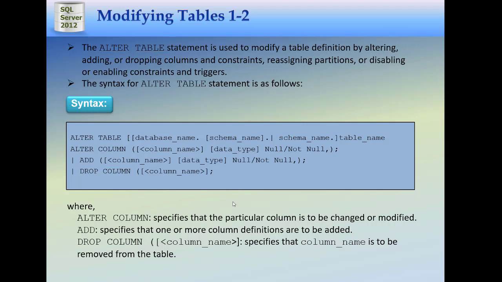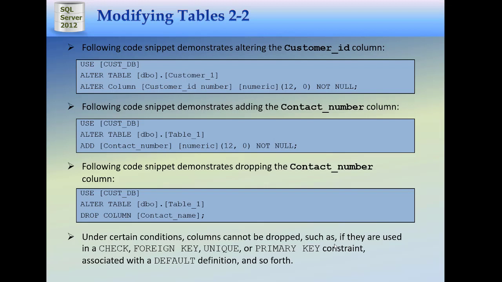Now, alter column basically, as you can see here, specifies that a particular column is to be changed or modified. Add, this is when you're adding one or more columns. Dropping means you are deleting columns from that particular table. Now, we want to modify this table, and we want to modify the customer ID and increase its size from, if you look at your query, the original was 10, and now we want to increase that to 12. And the following code snippet shows how to add the contact number column to this particular table. Now we're going to highlight this.